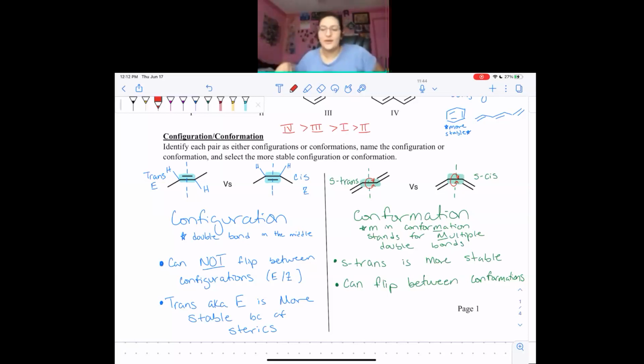Okay, so someone asked, why is it called S-trans? Basically, the S stands for single bond, because we're defining the single bond in between two double bonds.